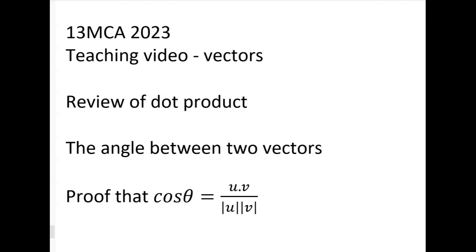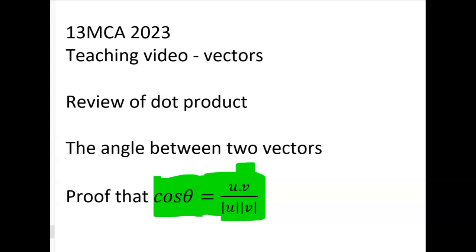I'm going to prove a couple of really simple little results, and then we're going to see why we get this really important result here, which is that the cosine of the angle between two vectors is given by this. And this turns out to come straight from the cosine rule.